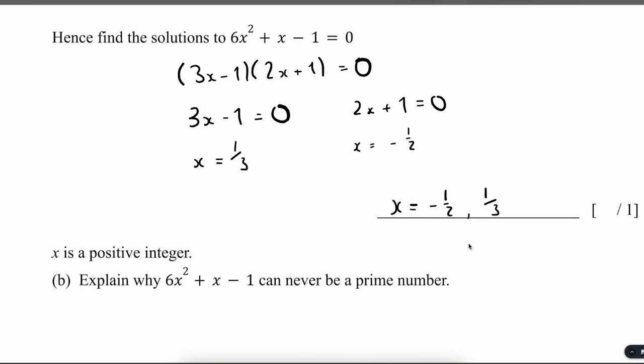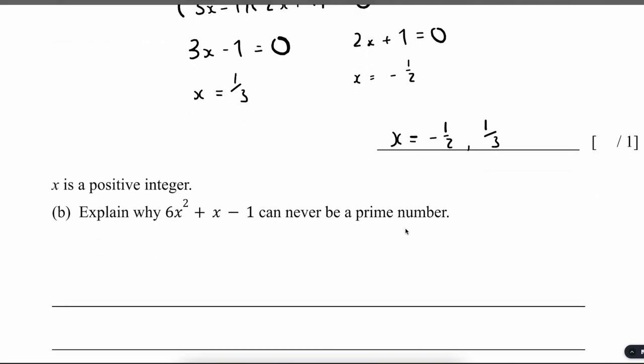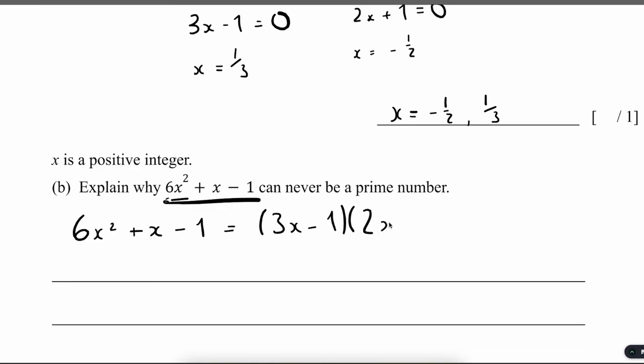X is a positive integer. Explain why 6x squared plus x minus 1 can never be a prime number. A very similar question has actually appeared on a past paper, and very few students got it right. So the reason why something like this can never be a prime number is because 6x squared plus x minus 1, as we worked out in the previous part of the question, is equal to 3x minus 1 times 2x plus 1.